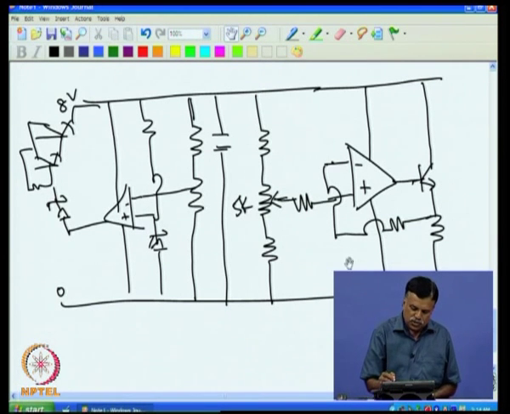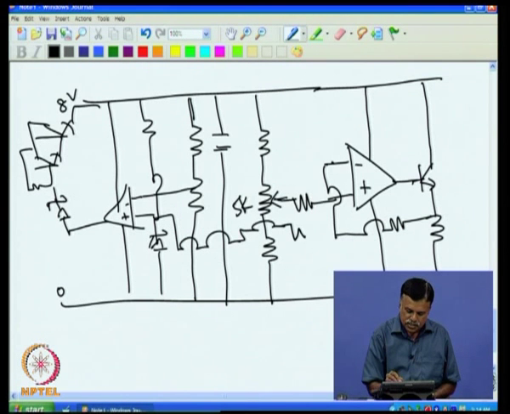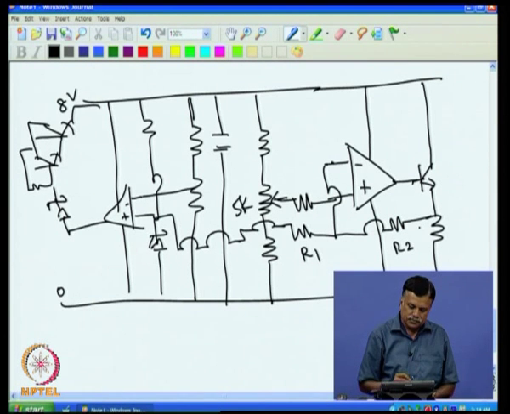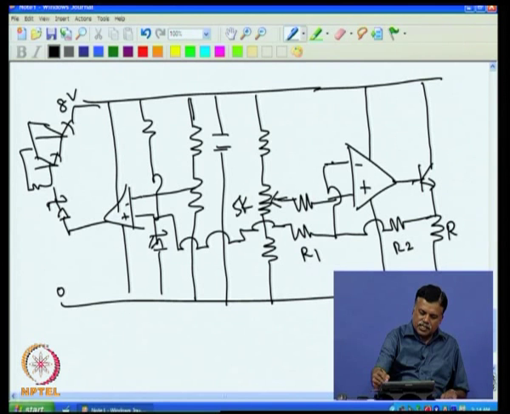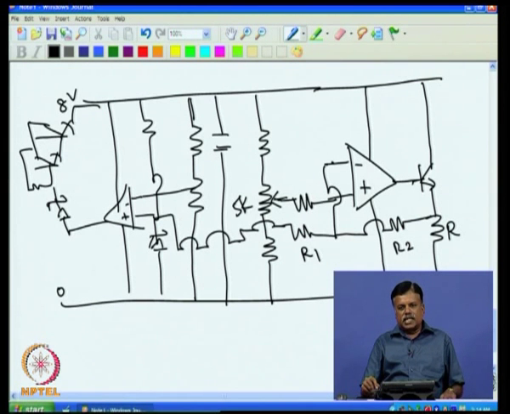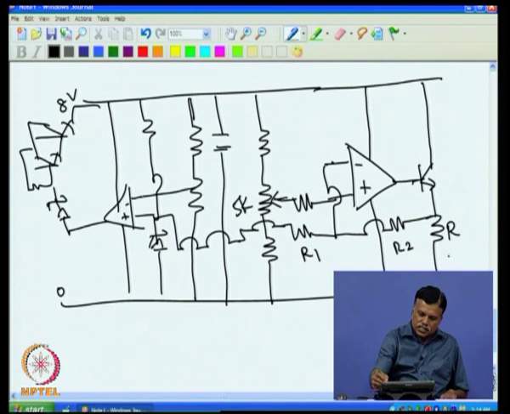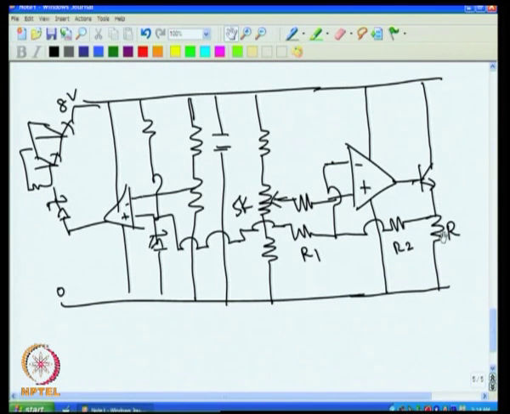So, to tackle that issue, we can do a simple change. What you do is, I take this voltage, put it on a resistance, and connect this here. By connecting like this, that problem is solved. For example, I take this one as R1, this R2, and this is the main resistor, R. By suitably selecting R, R2, and R1, we can make it such that when the potentiometer is at this point, the total current is 4 milliampere, and at the other end, the total current is 20 milliampere.